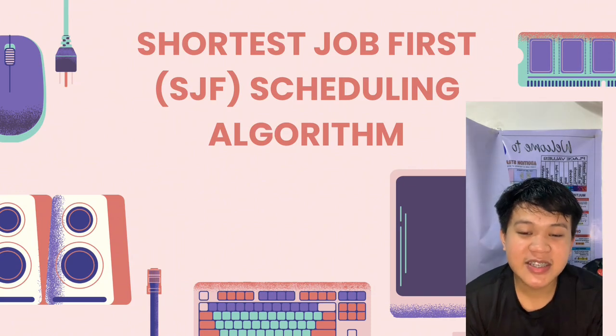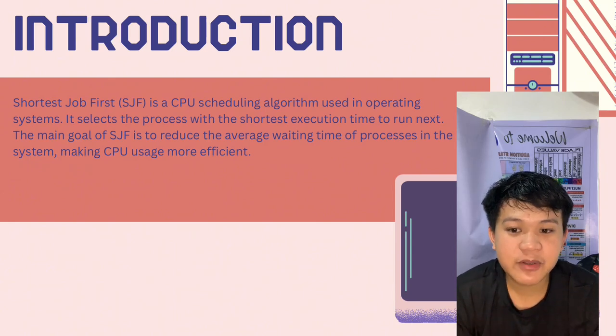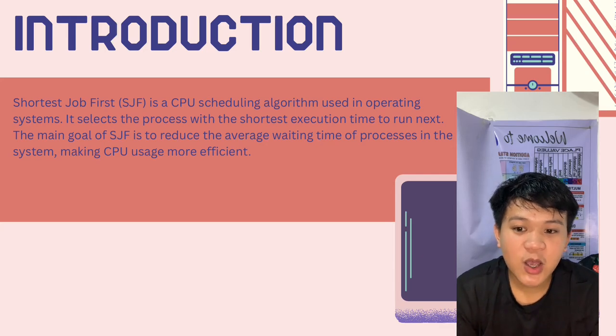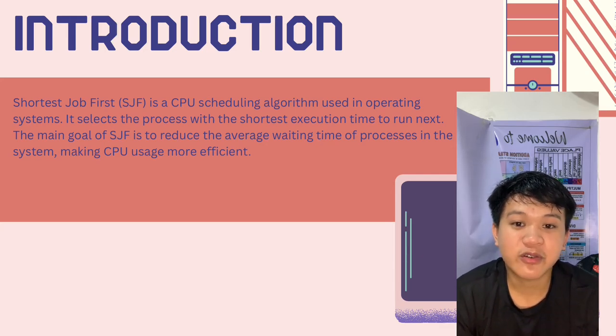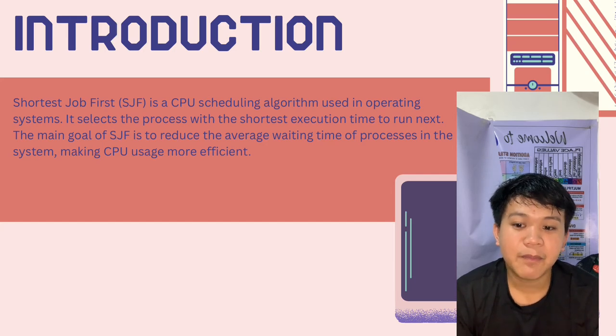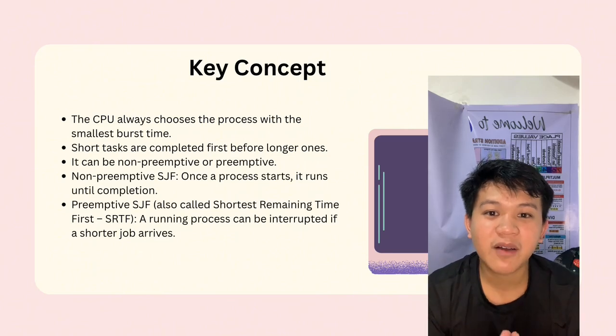In this mini-series, I will explain the shortest job first, or SJF, scheduling algorithm. Let's have the introduction first. Shortest job first, or SJF, is a CPU scheduling algorithm in operating systems. It selects the process with the shortest execution time to run next. The main goal of SJF is to reduce the average waiting time of processes in the system, making CPU usage more efficient.